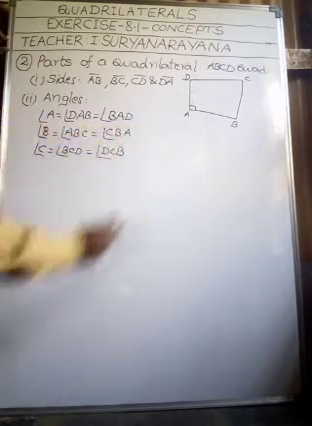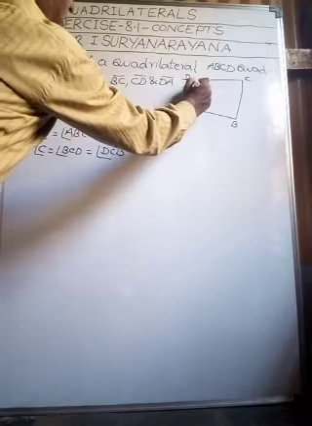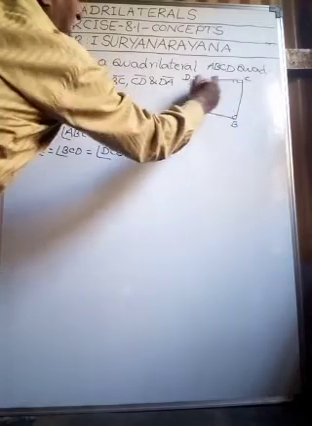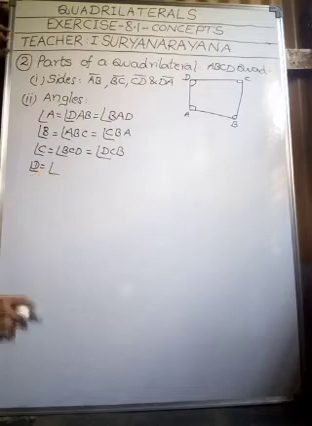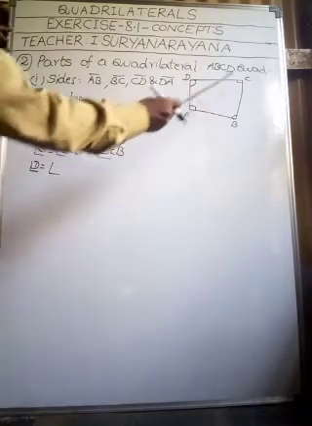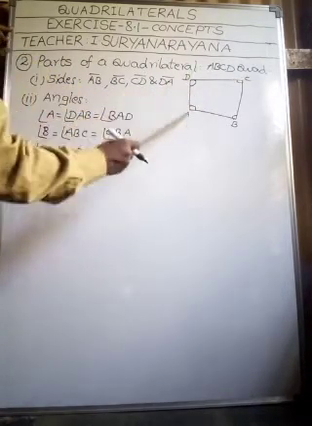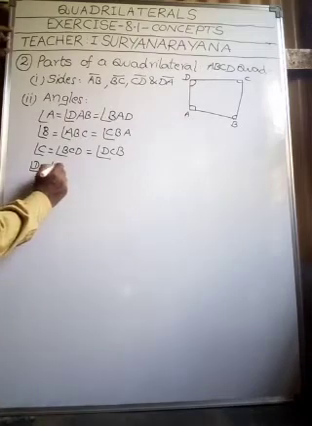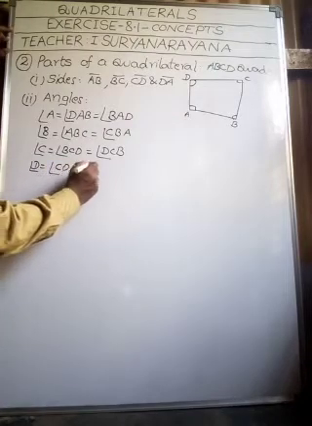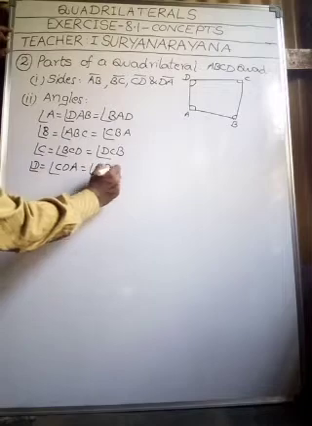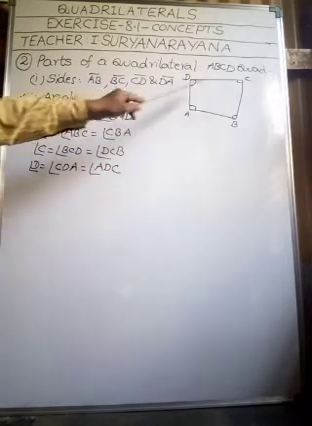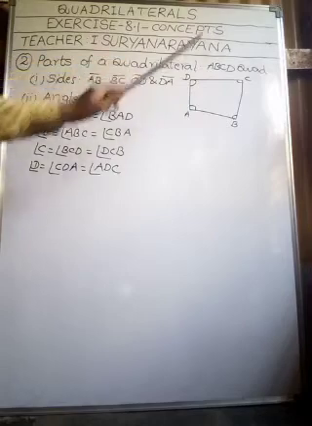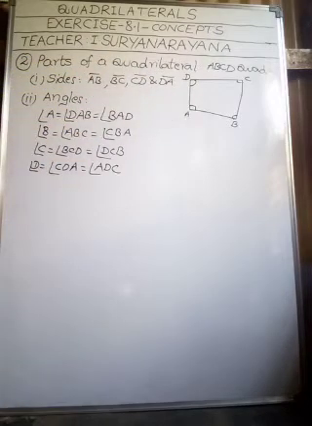Next, angle D. This is angle B, angle C, and angle D. How do you write this angle D using three letters? Angle CDA or angle ADC. These four angles are said to be the angles of this quadrilateral ABCD. Okay, my children, is it clear? Right. Next, vertices.